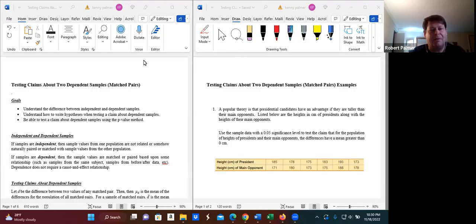Hello, everyone. Welcome back. So today we're talking about testing claims about two dependent samples, and specifically about samples we consider to be matched pairs.